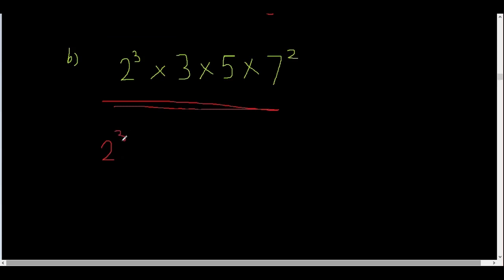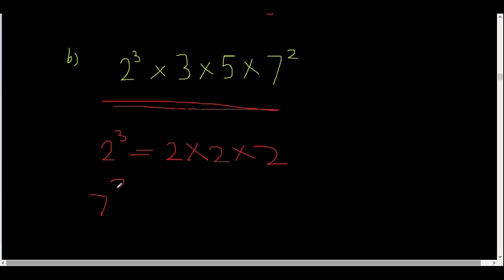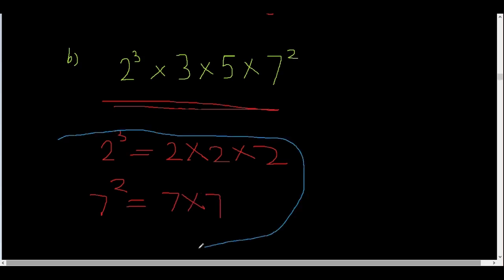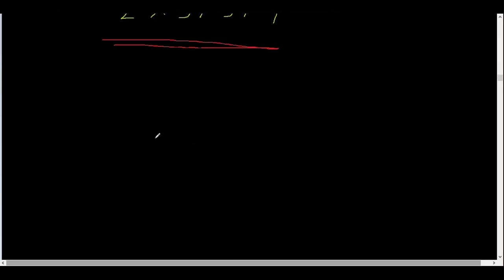The 2 to the 3 simply means that we are multiplying 2 by itself 3 times. And 7 to the 2 simply means that we are multiplying 7 by 7. This is what it means, the index form, the 2 to the 3. Then you go to the last part, part D.